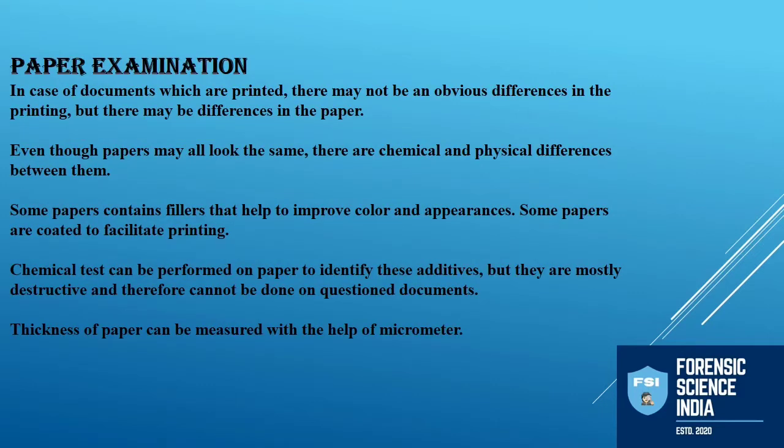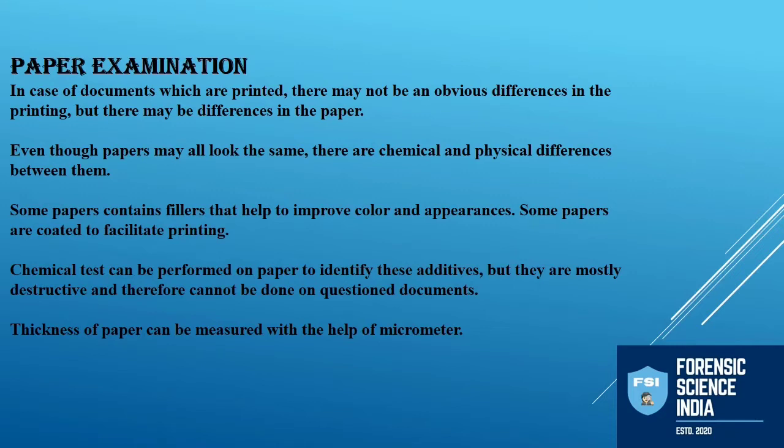So first, paper examination. In case of documents which are printed, there may not be obvious differences in the printing, but there may be differences in the paper. Even though paper may all look the same, there are chemical and physical differences between them. Some papers contain fillers that help to improve color and appearance. Some papers are coated to facilitate printing. Chemical tests can be performed on paper to identify these additives, but they are mostly destructive and therefore cannot be done on questioned documents. Thickness of paper can be measured with the help of a micrometer.